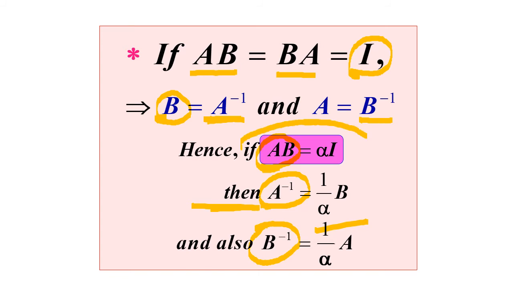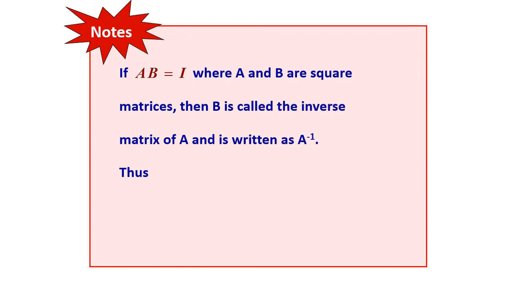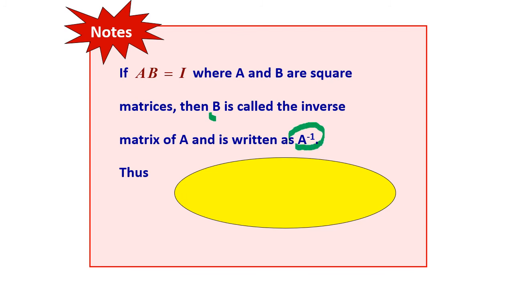Okay, just remember that this one is a property of how to obtain the inverse of matrix A. That's for the multiplication of the two matrices. Say that if you multiply the two matrices, and the answer is I, identity, where matrix A, matrix B are square matrices, then matrix B is called the inverse matrix of A, then is written as A inverse.